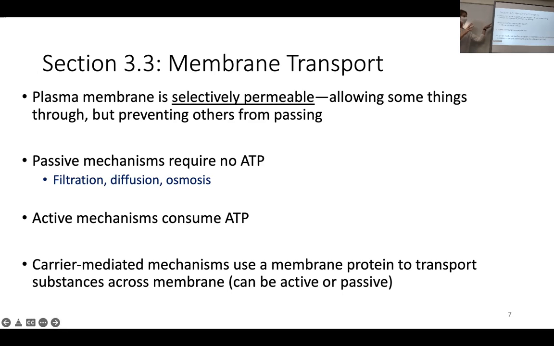A special subset that can include both of these would be carrier-mediated mechanisms. And that just means anything that's carrier-mediated, it means a protein is needed. The protein is the carrier. It's mediating the transport. It's allowing for transport of something across the membrane. It can be active or it can be passive. So the protein might need energy to do that, or it might not need energy to do that. It can be either. So carrier mediated can fall under either of these, passive or active. The main thing is you need a protein. That's the idea behind carrier mediated.